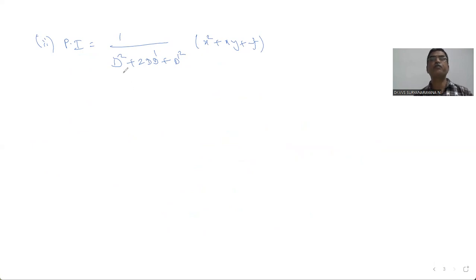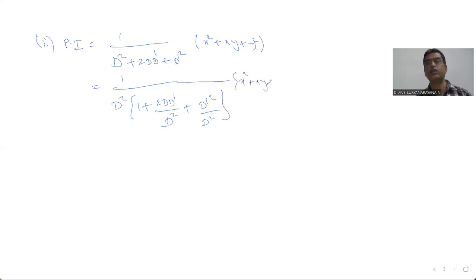The process is that we have to take out the maximum power of d as common. In the first term we have d power 2, in the second term we have d power 3, in the third term we have no d. So we can take d square as common. After taking out d square as common, we get 1 by, first term becomes 1, second term becomes 2d d dash by d square, third term becomes d dash square by d square, to be operated on x square plus xy plus y square.